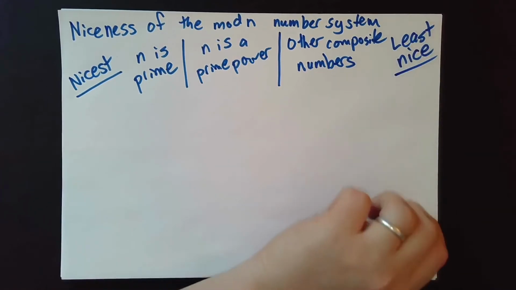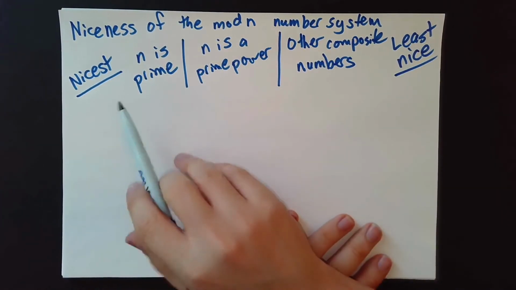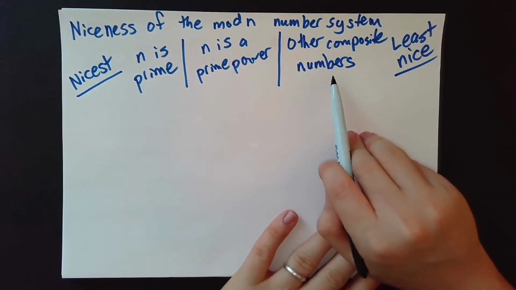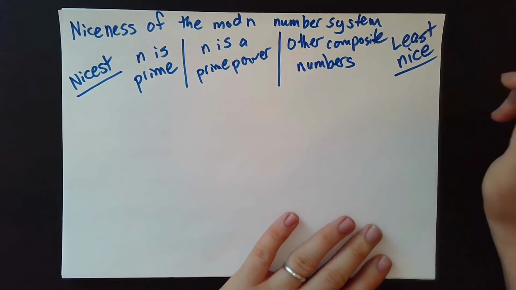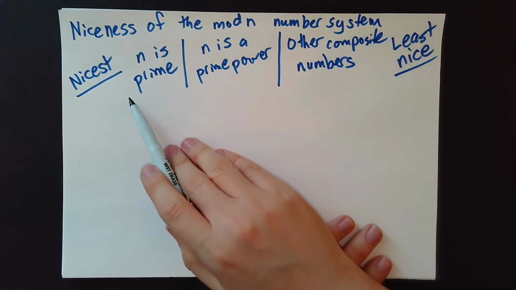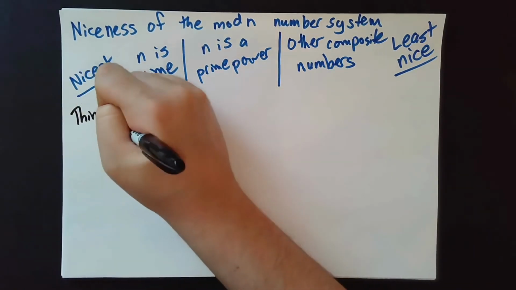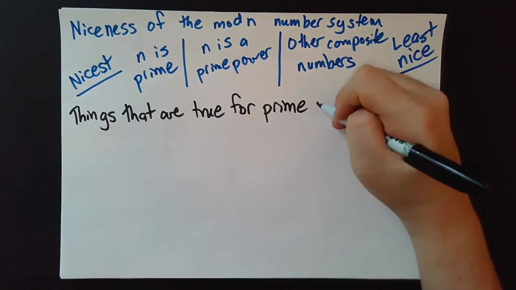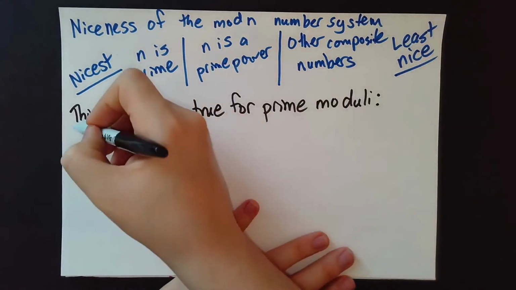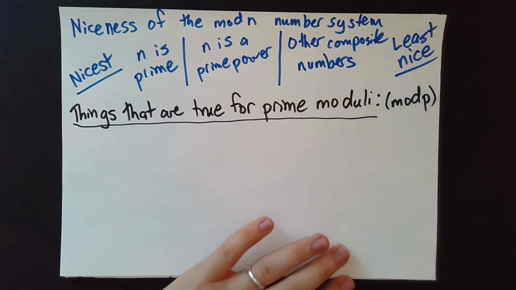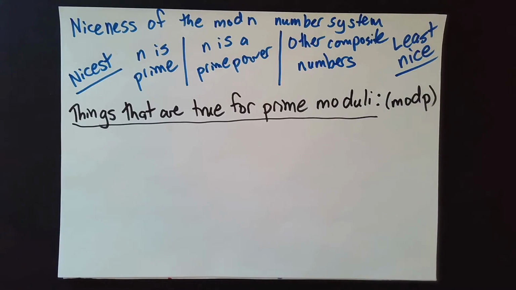For purposes of this week, we have mostly focused on the nice things that happen over here. We're going to save the intricacies of composite moduli for a little bit later, when we'll need them for various cryptosystems like RSA. But for now, I want to review the nice things that happen when we work with a prime modulus. So here I'm going to call my modulus p, just to remind me that it's prime. And I'm going to write down the theorems we've talked about that are only true for prime moduli.